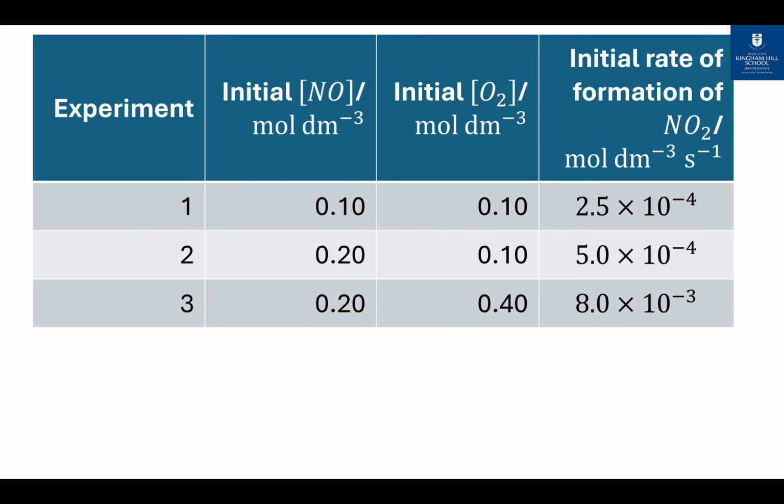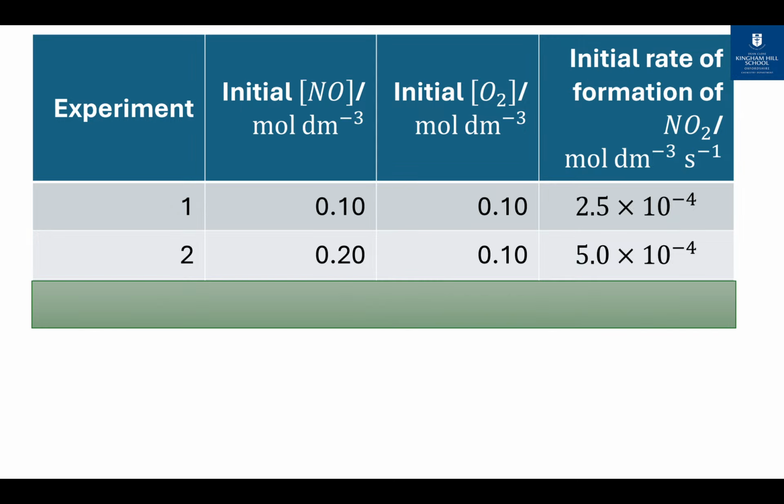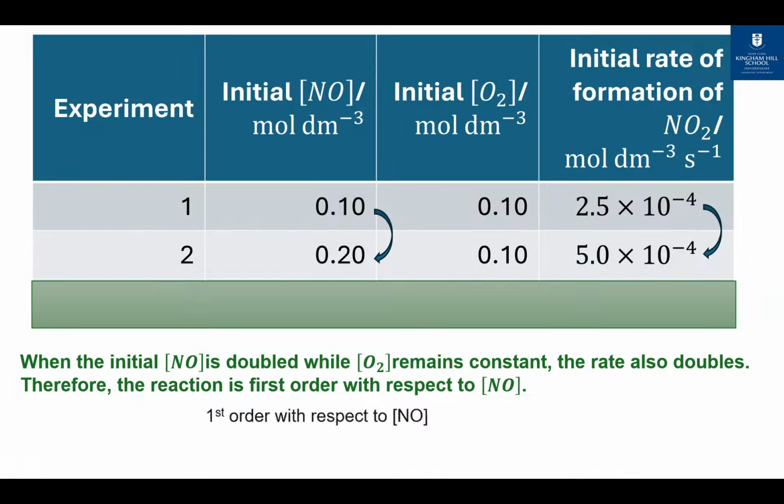Here again we need to find experiments where we hold one reactant constant and see how the other reactant changes. If we look at experiments 1 and 2, we can see the concentration of oxygen is held constant and the concentration of NO changes. Upon closer inspection, the concentration of nitrogen monoxide is doubled and oxygen remains constant, and the rate is also doubled. Therefore, it's a first order reaction straight away. My answer is first order, and you can read the explanation for that one.